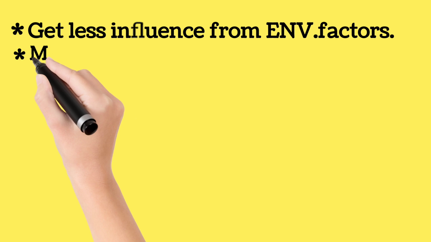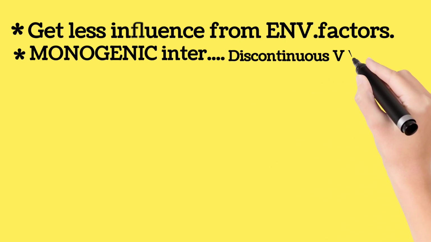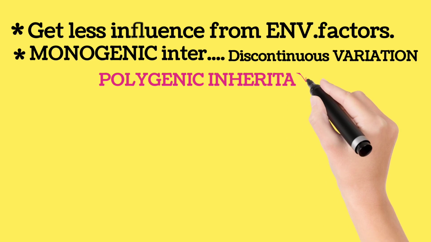Now last but not least, a very important point of monogenic inheritance is that two extreme phenotypes are formed. One is tall, another is dwarf, without intermediate formation. So this is the case of discontinuous variation. I hope you got the concept by all means. Now coming back to our main topic, that is polygenic inheritance. Let's proceed.